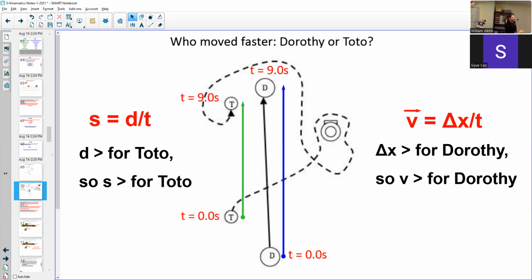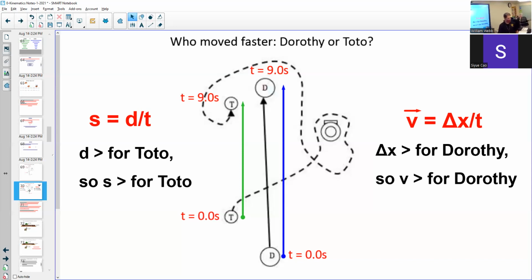So if I'm talking about the path length, the distance, well, Toto had a greater distance of its path length. So therefore, Toto would have a greater speed. But velocity is based on displacement. Okay, well, displacement is the straight line distance. Well, Dorothy had a bigger displacement in the same amount of time, so Dorothy had a greater velocity.